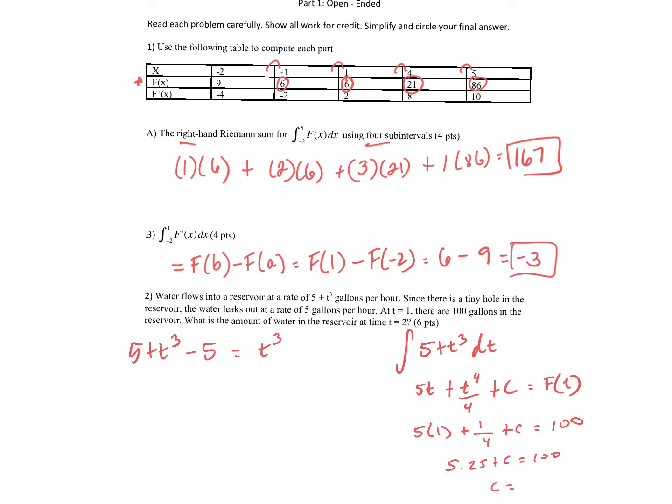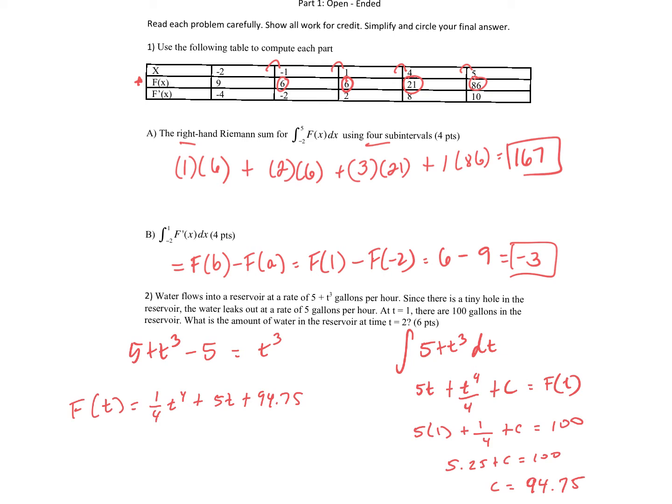So C is 100 minus 5 1/4, so it's 94.75. Okay. That's my C value. So now I can go back and say that my original equation, my quantity equation, is 1/4 t to the 4th plus 5t plus 94.75.